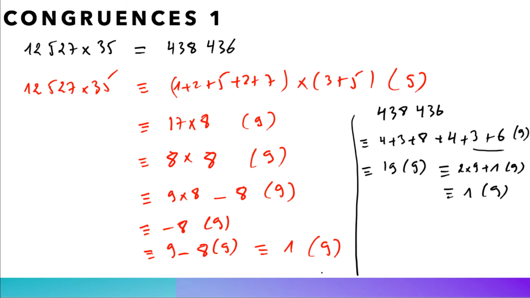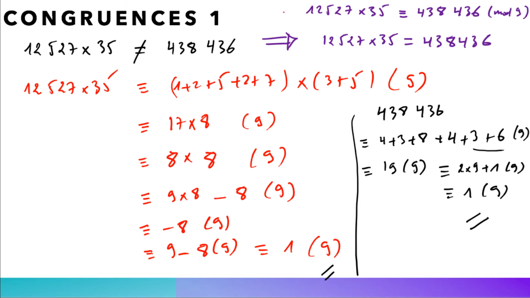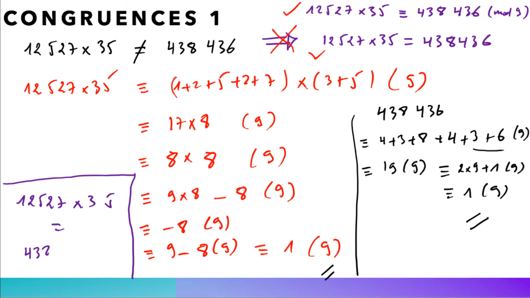So from here we see that both computations give the same result modulo 9, one on both sides. But does this mean that our computation is correct? The answer is actually no, and I deliberately made the mistake to show you that casting out 9s doesn't really prove that equality holds. In other terms, this equality holds modulo 9, but this does not imply that the other one holds as well. And in fact, we have that 12,527 times 35 is equal to 438,445.